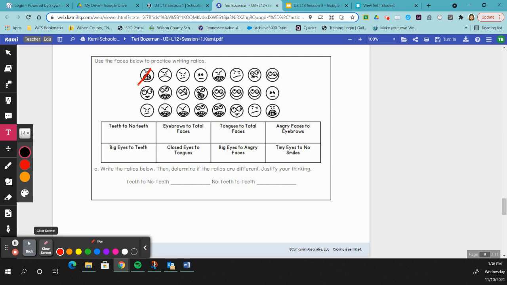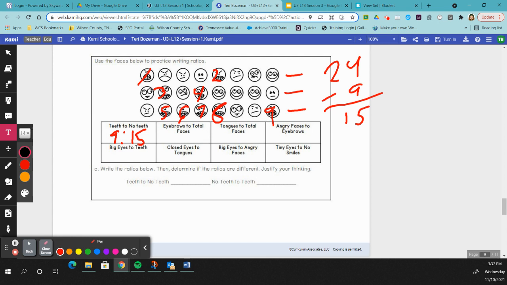So teeth, 1, 2, 3, 4, 5, 6, 7, 8, 9. 9 teeth to how many no teeth? Well, I have a group of 8, a group of 8, a group of 8. 3 groups of 8 is 24, right? And I just said 9 have teeth. So 24 minus 9 is going to give me 15. So 15 do not have teeth.